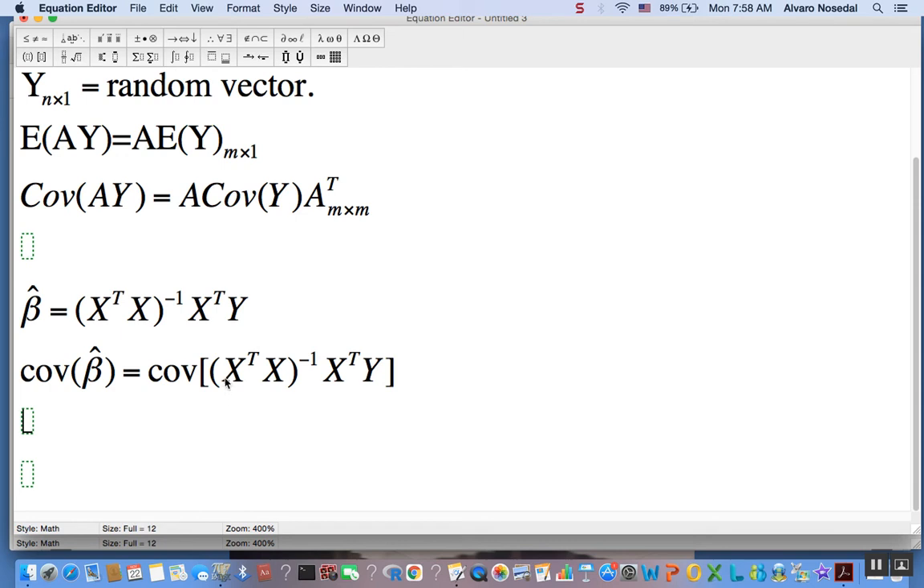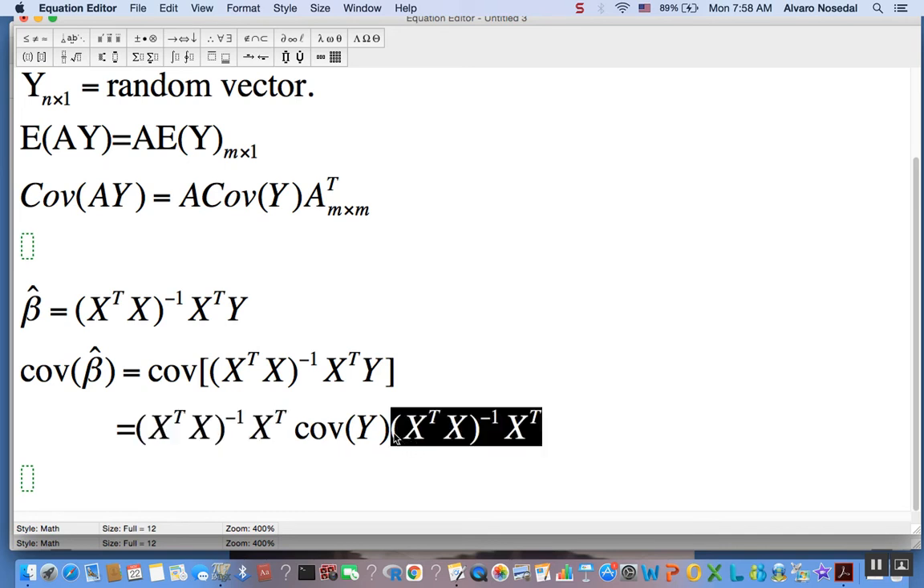But see this here, X transpose X inverse X transpose. We could think about that as a matrix B of constants times Y, right? So using this result here, what we're going to have is just this guy, X transpose X inverse X transpose, times the covariance of our vector Y times this guy transpose. Make sense?